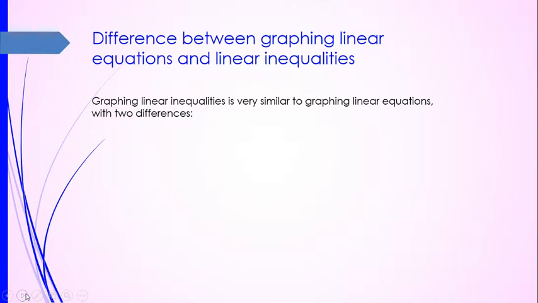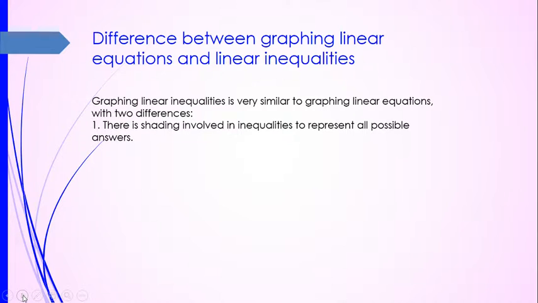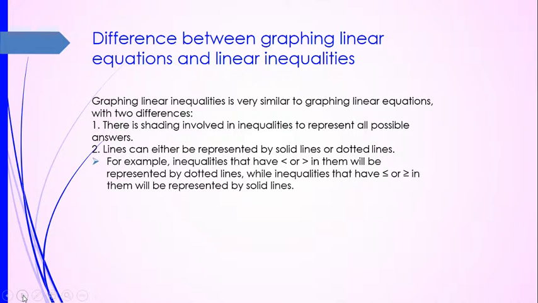Okay, so what are the differences between graphing linear equations, that means just a straight line, and graphing a linear inequality? Well, they're very similar, but they only have two differences. One, there is shading involved when we're graphing inequalities, right? So half of the xy coordinate plane is going to be shaded, right? And lines can either be represented as solid lines or dashed lines, and that's the other difference. Everything else is pretty much the same.